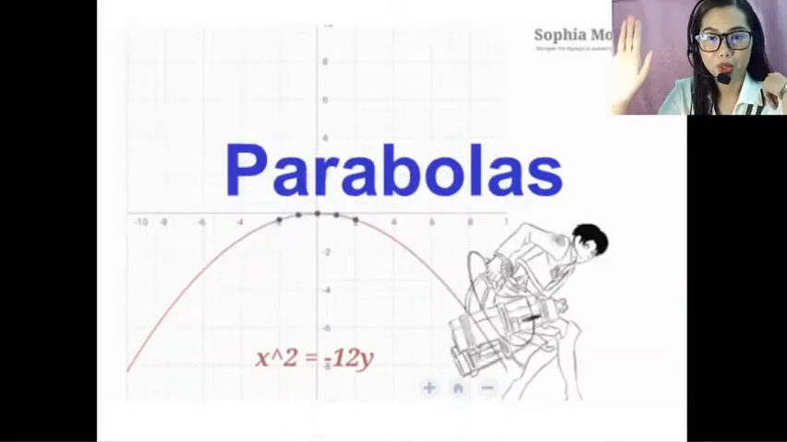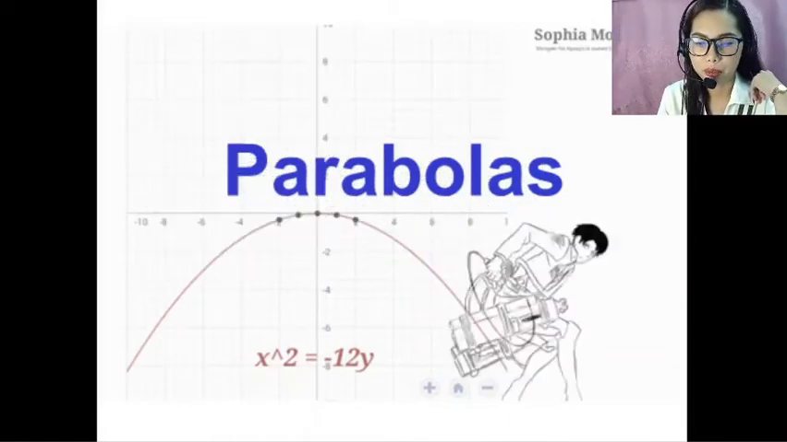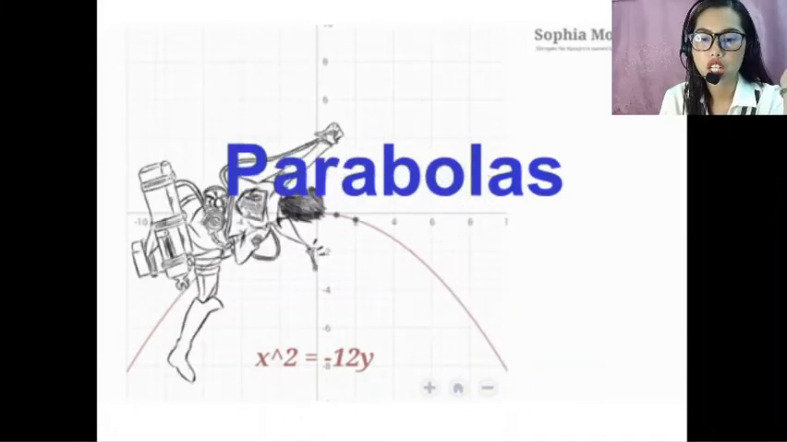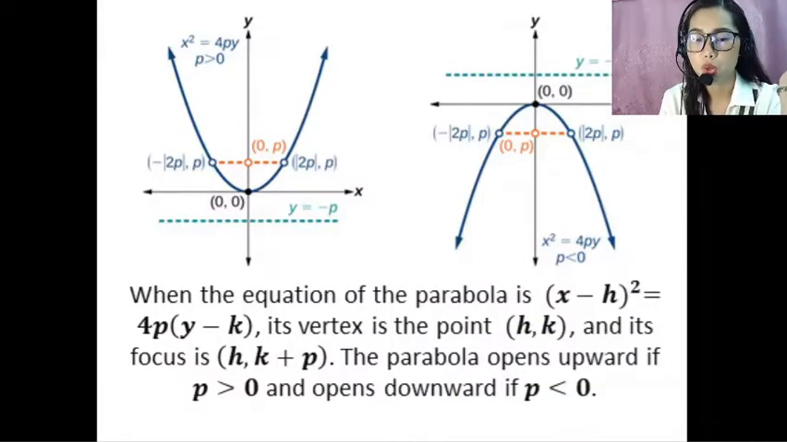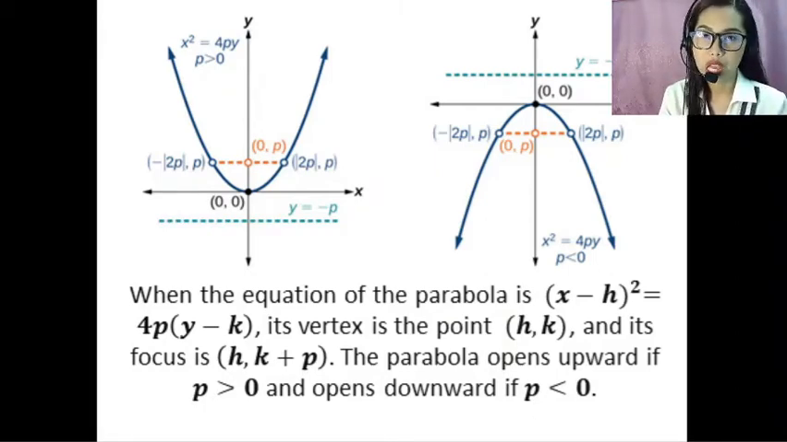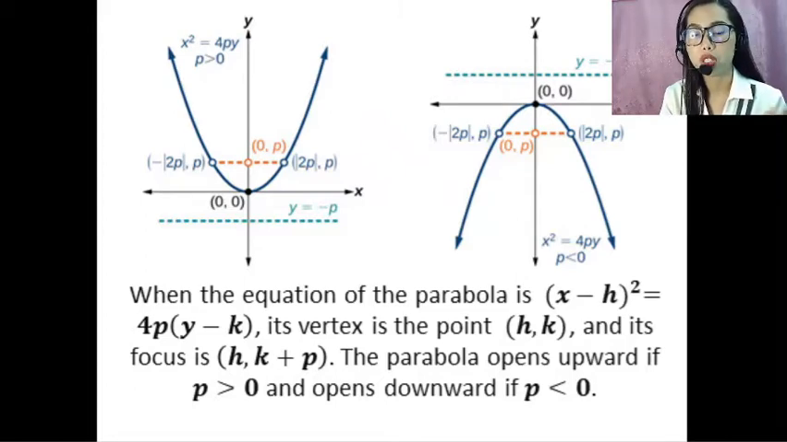Okay, so hi! Today I'll be talking about parabolas. So, let us start first with identifying the standard equation of a parabola. If you have noticed, there are actually four ways on how you're going to graph a parabola. It either goes up, goes down, opens to the right, or opens to the left.